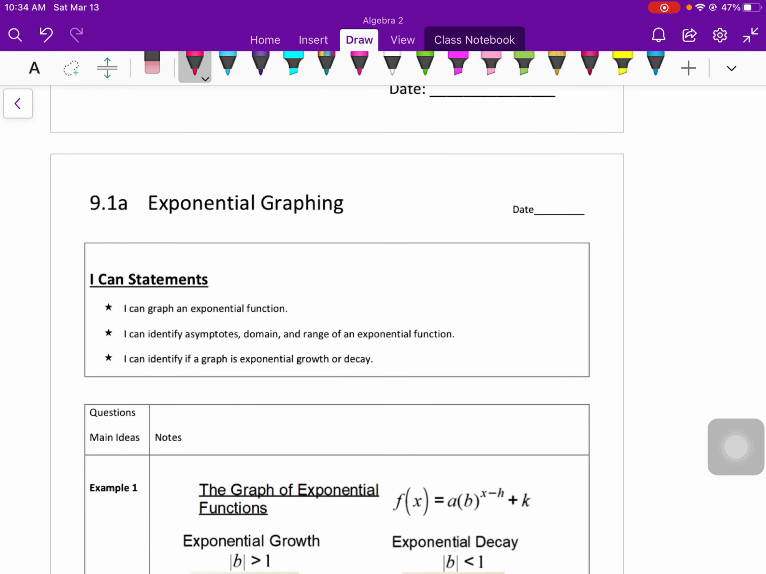All right, my lovelies, for those of you that would like to rewatch, or if you've missed class, we're going to talk about 9.1a, exponential graphing. So our first I can is I can graph an exponential function. What in the heck is that? An exponential function is a function with an exponent.